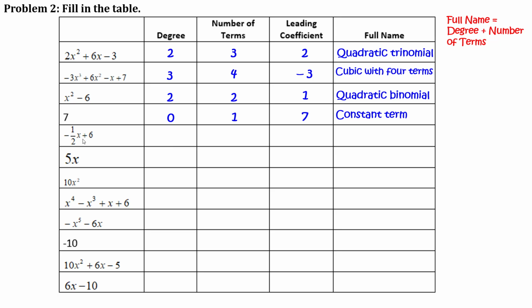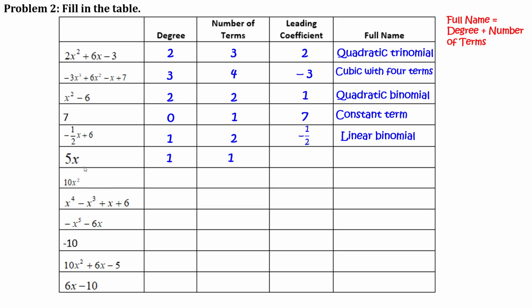Alright, negative 1/2 x plus 6. The degree is 1 because the highest power on x is 1. The number of terms is 2. The leading coefficient is negative 1/2. And it's linear because the degree is 1. Binomial because there's 2 terms. Linear binomial.